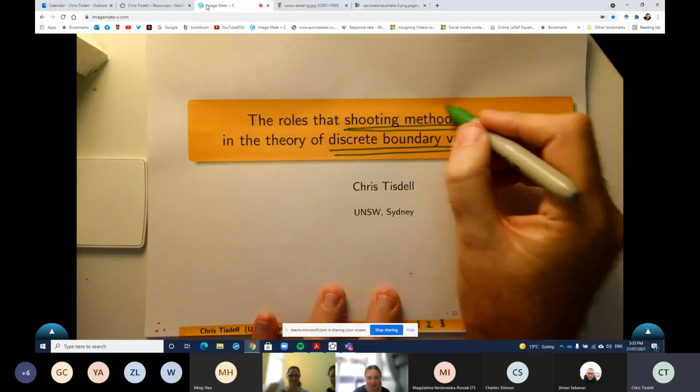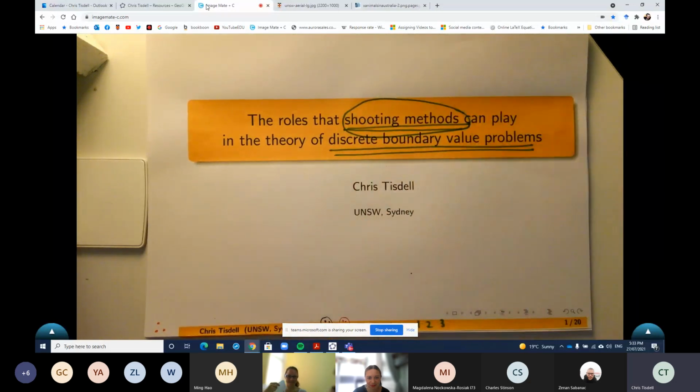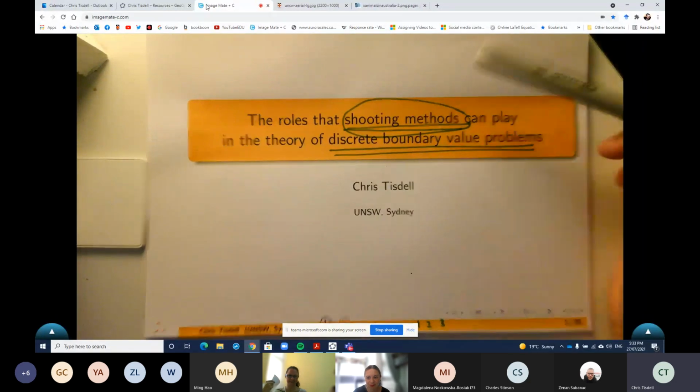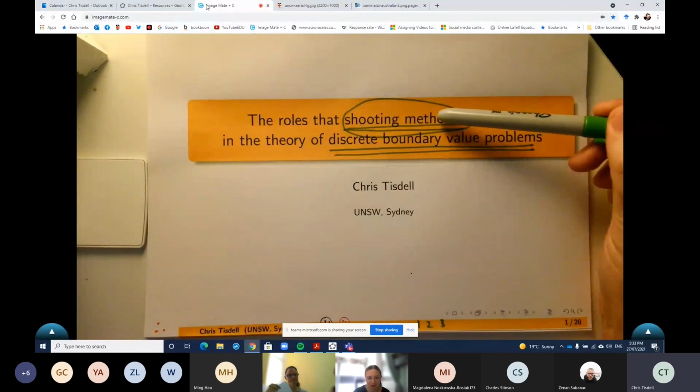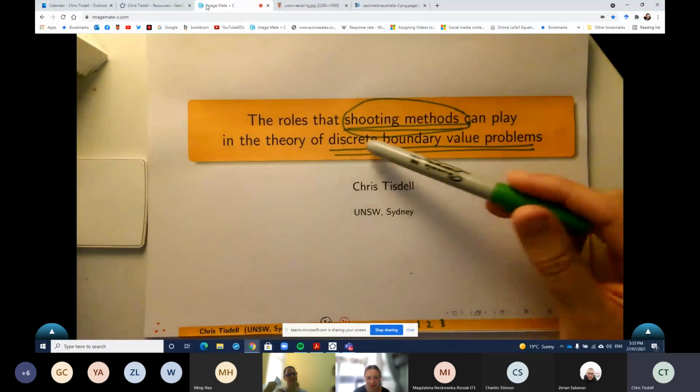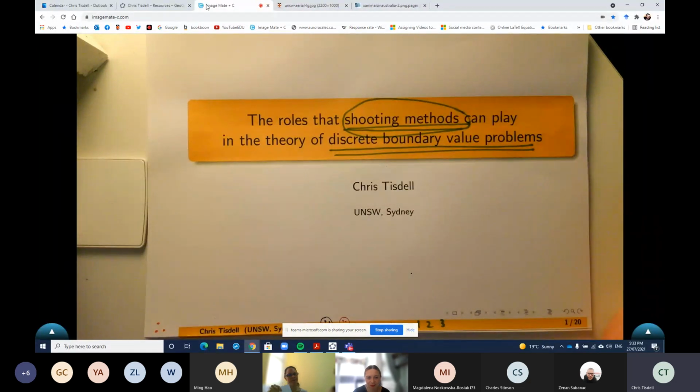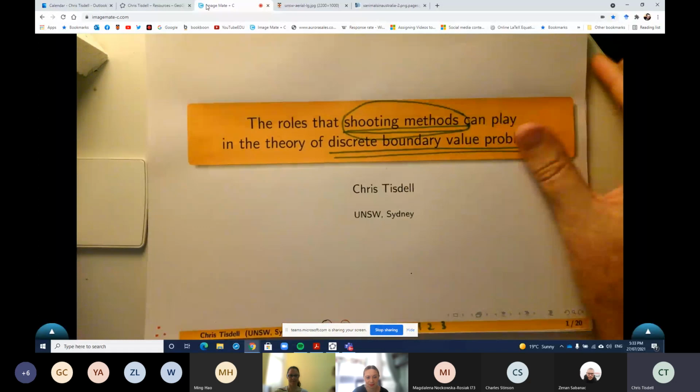Now, when most mathematicians think of shooting methods, they think of differential equations, right? This is sort of the history. And I thought, well, can you connect shooting methods with difference equations? And the answer is yes, you can. But the mathematics is not very complicated. So that's what I'm going to talk about today.